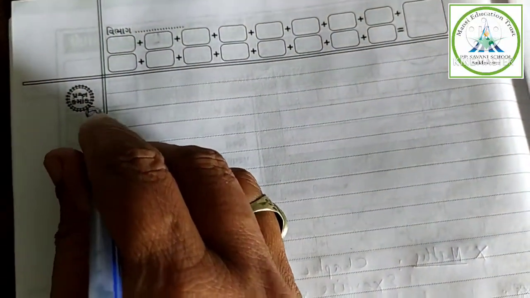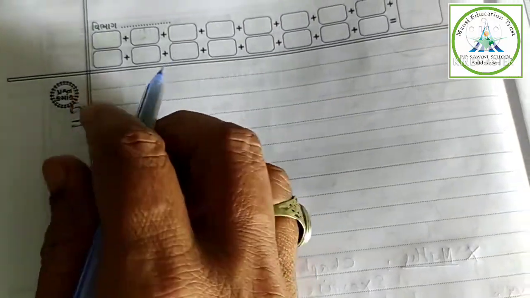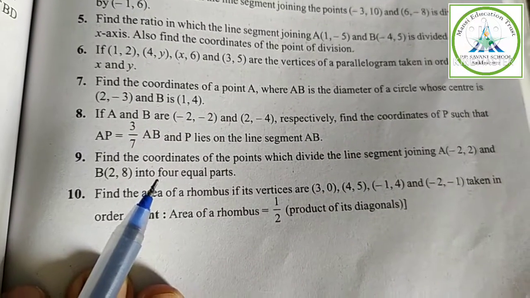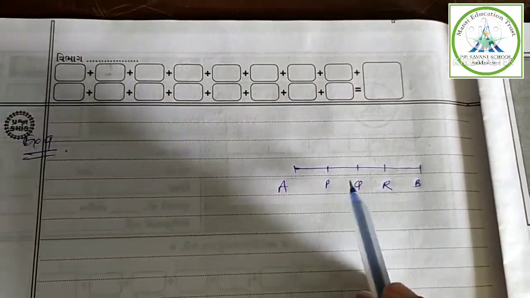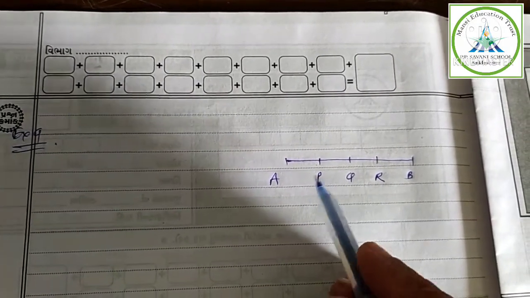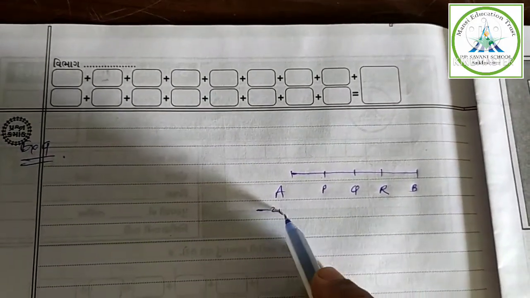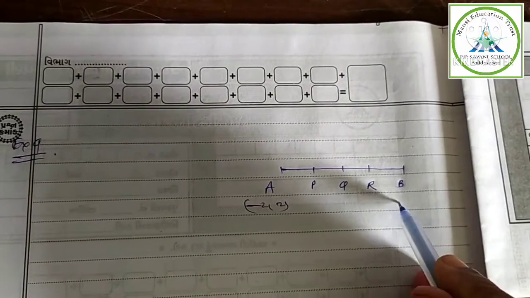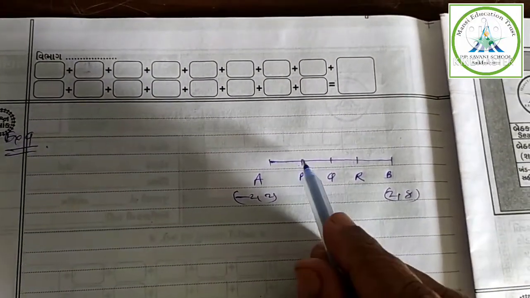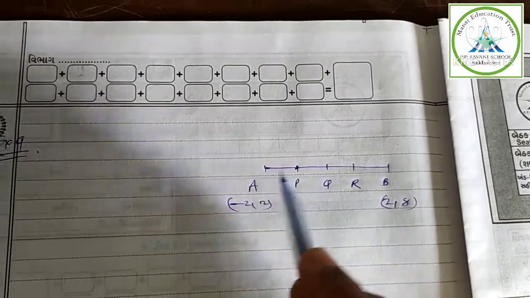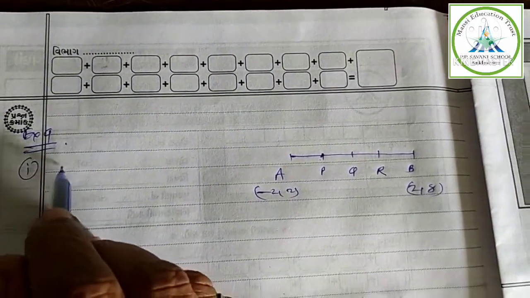Now we will take Example 9. First, draw the diagram properly, divided into 4 equal parts, and name these points. A is (-2, 2). B is (2, 8). Now we will take them one by one. First, we will find point P on AB.